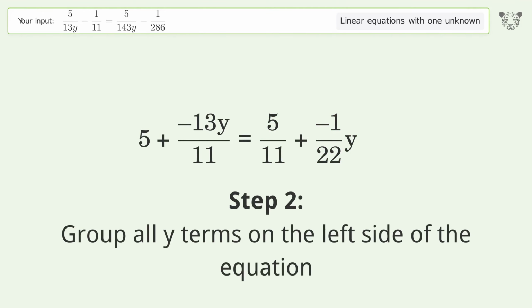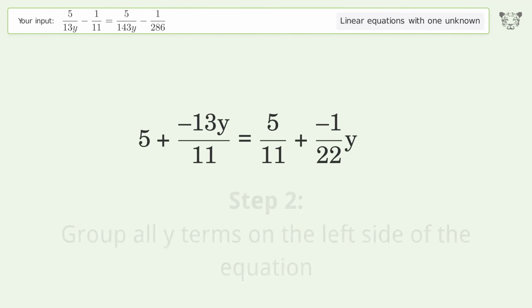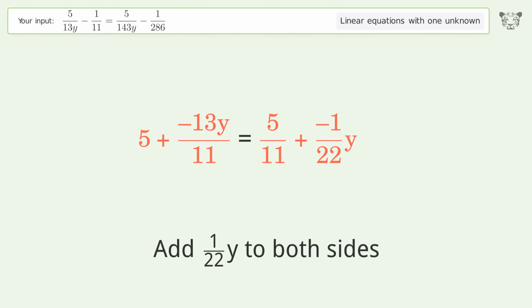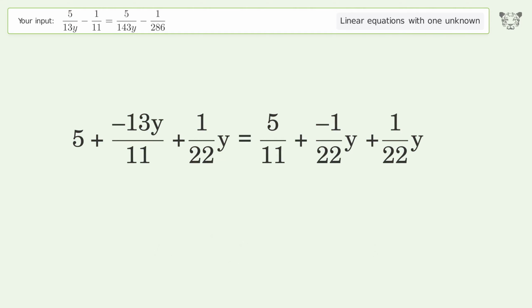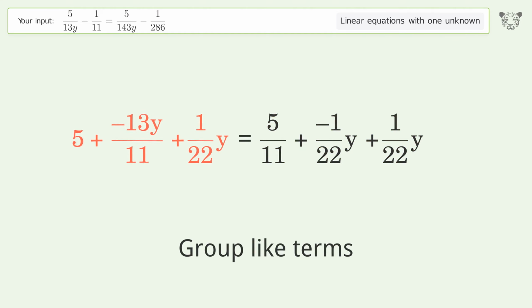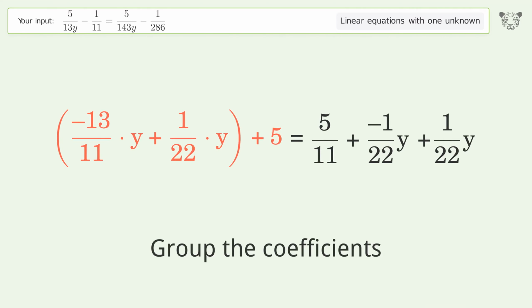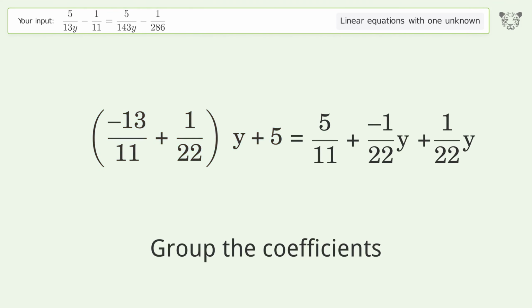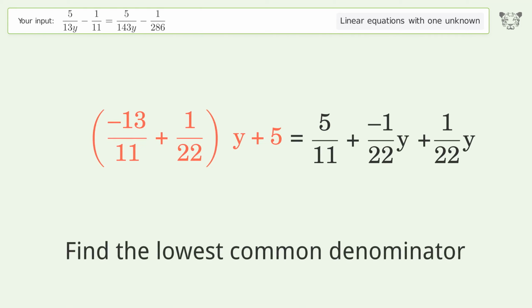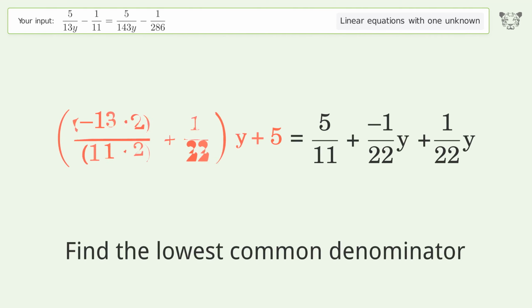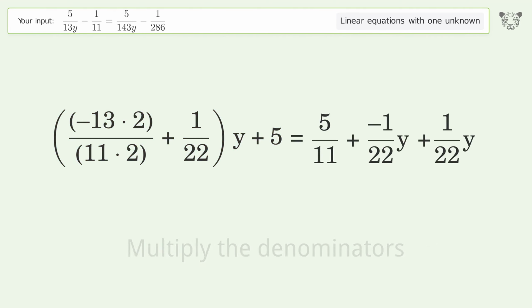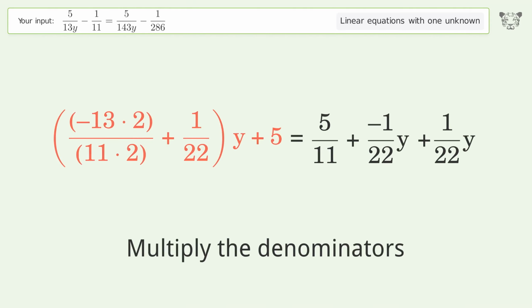Group all y terms on the left side of the equation. Add 1 over 22y to both sides. Group like terms. Group the coefficients. Find the lowest common denominator. Multiply the denominators.